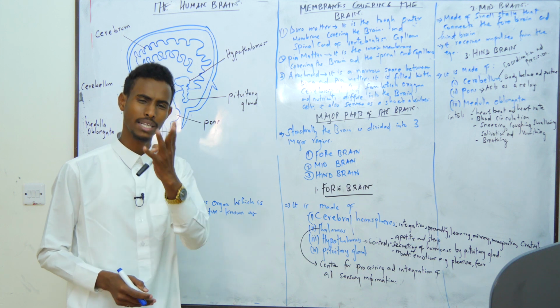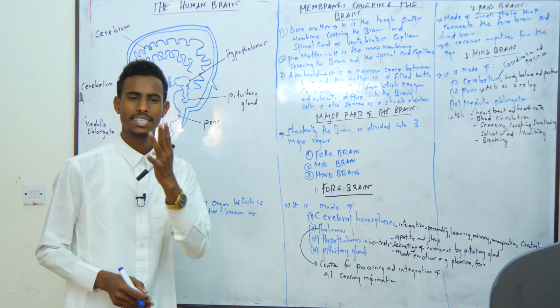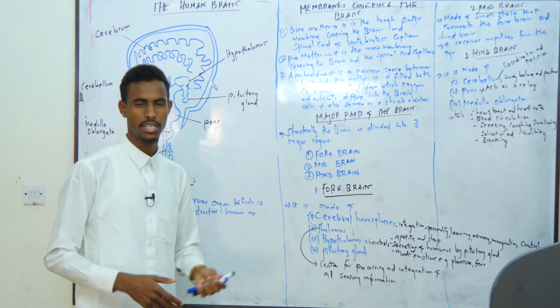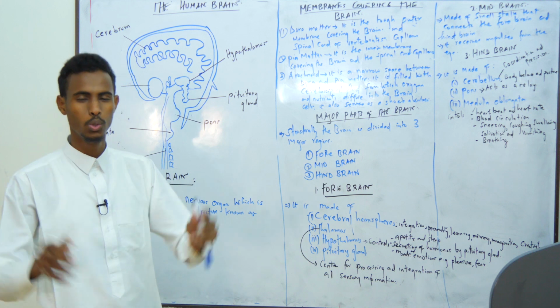And the major parts into which the brain is divided structurally are the forebrain, the midbrain, and the hindbrain, and their composition as well.